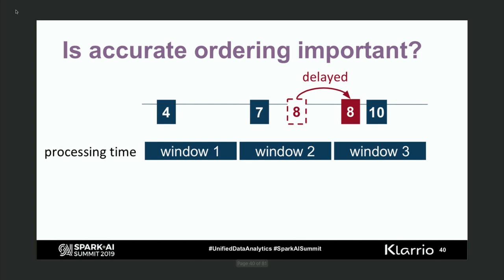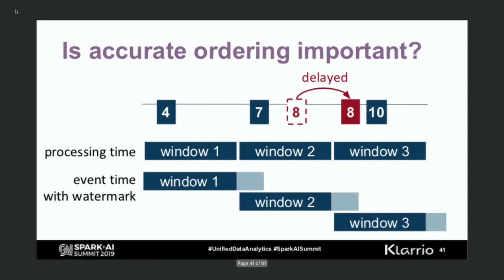In the case of delayed data, if your number 8 comes later than it should have because there was network congestion or because the sensor went offline and came online again, then it's possible that this number 8, for example, ends up in the third window instead of the second one, which is actually wrong. It should have been in the second one, but there were some small issues. The way you can solve this is by using event time and watermarking.